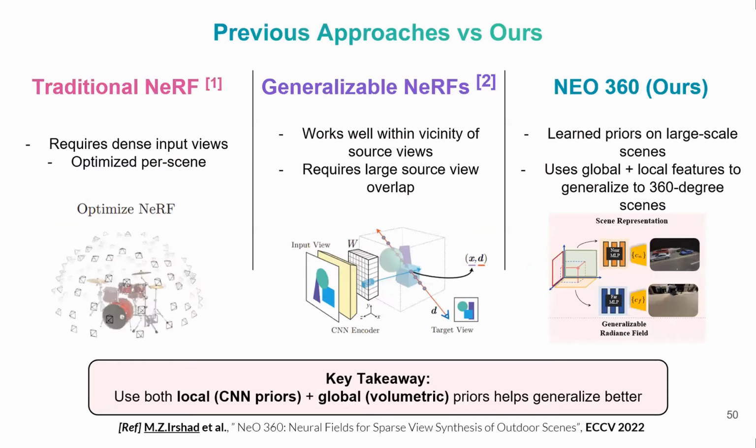Now, NeRFs, or neural radiance fields, have shown tremendous success in this novel view synthesis task. But one very big issue with NeRFs is that they require dense input views of a scene and are optimized per scene. So you have to optimize them for thousands and thousands of scenes if you have more than one scene. As opposed to this, generalizable NeRFs do exist, but they use local CNN features, which work well within the vicinity of source views and require large source view overlap. Now, the key result of our method is that we work for a 360-degree setting, and we are the first one to show that. And we use both local CNN priors as well as global volumetric priors to achieve that task.